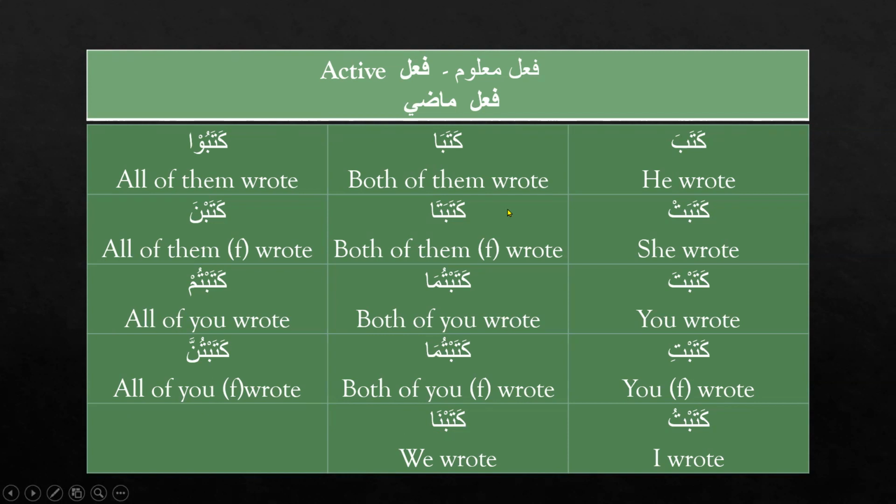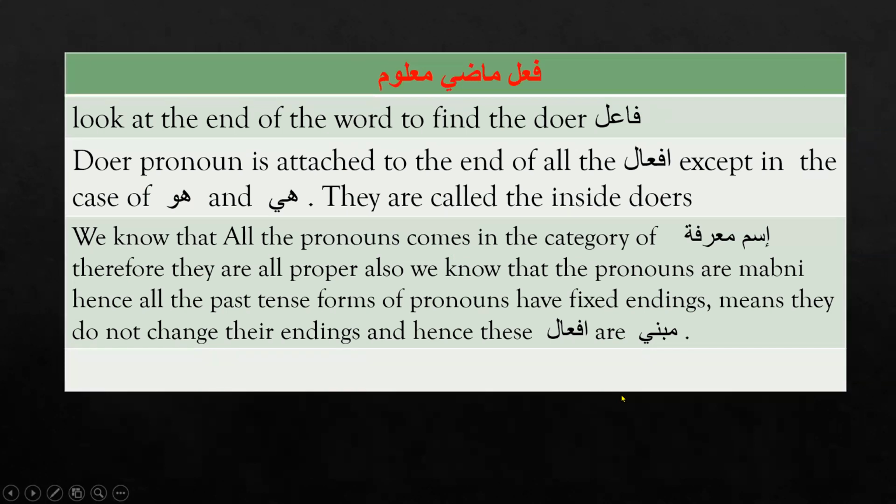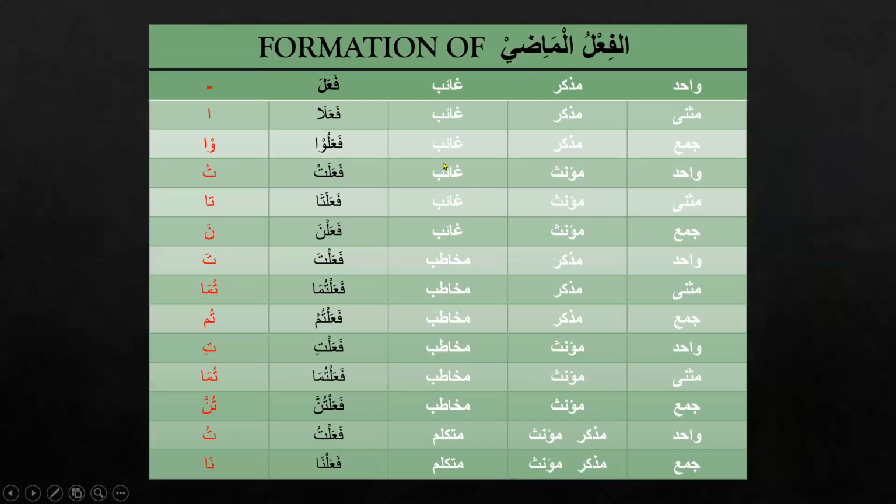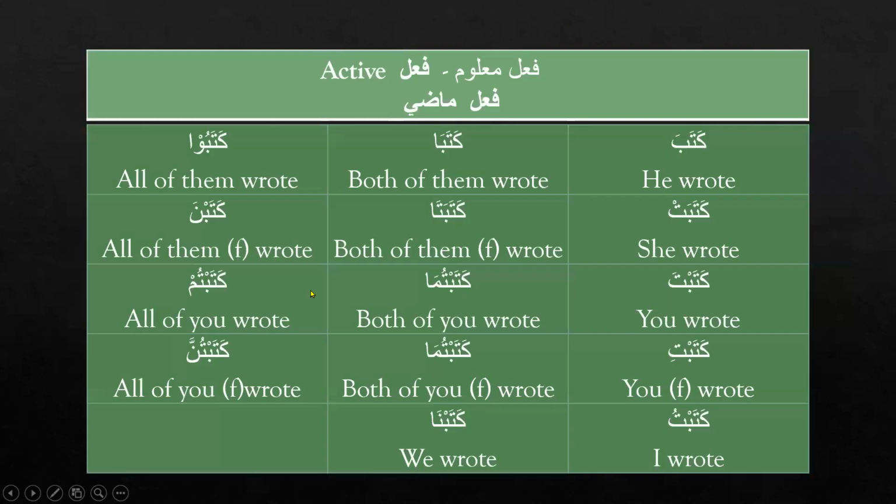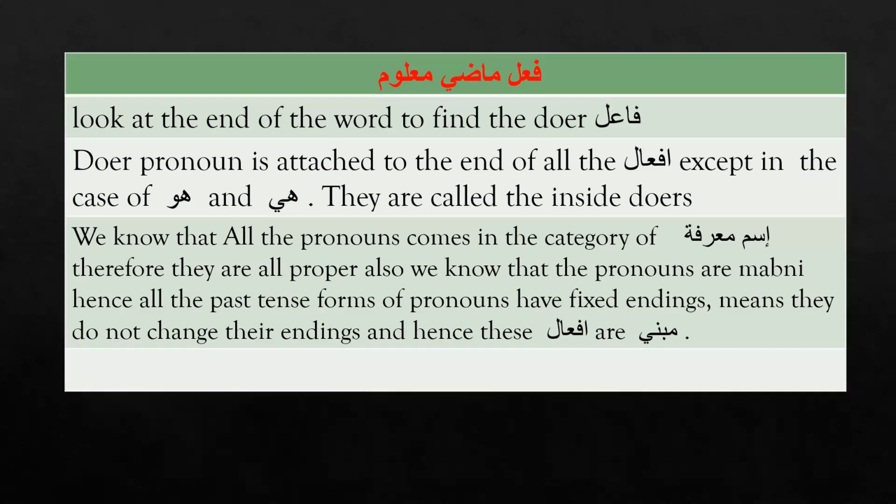So this is Fa'il Madi Ma'loom because the doers are known here. Alhamdulillah. So remember these points. For Fa'il Madi Ma'loom, look at the end of the word to find the doer, the file. Remember this, the endings. Look at the end for the files. Alright? And dual pronouns attach to the end of the file, except in the case of huwa, where the damir is mustatir, and they are called inside doers. They are inside it. You cannot see it.